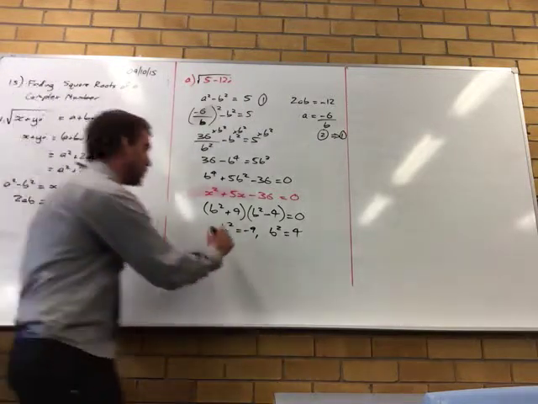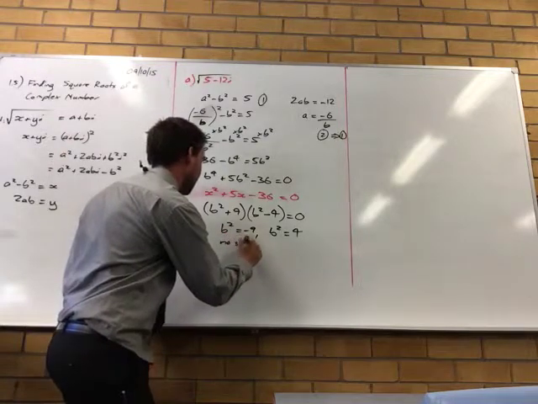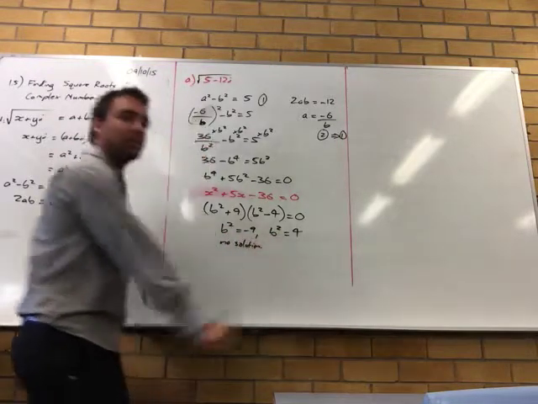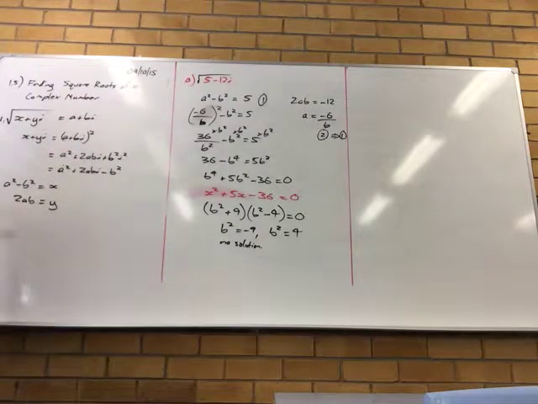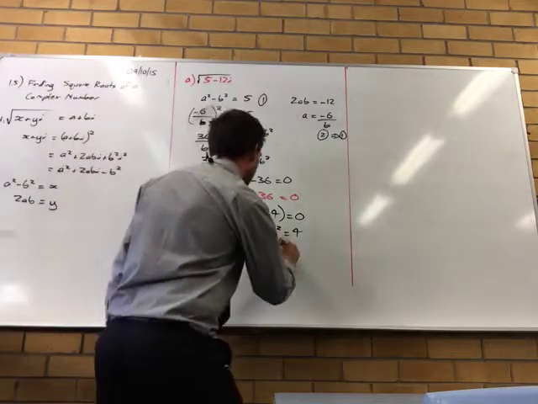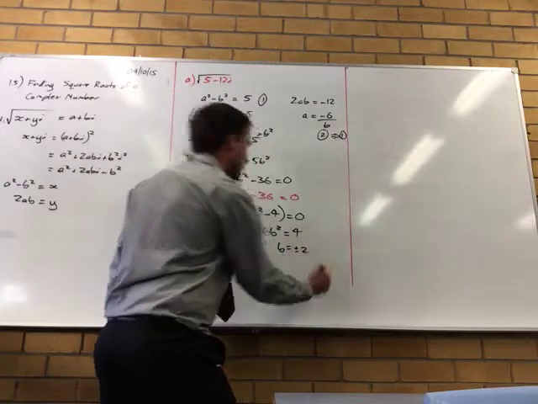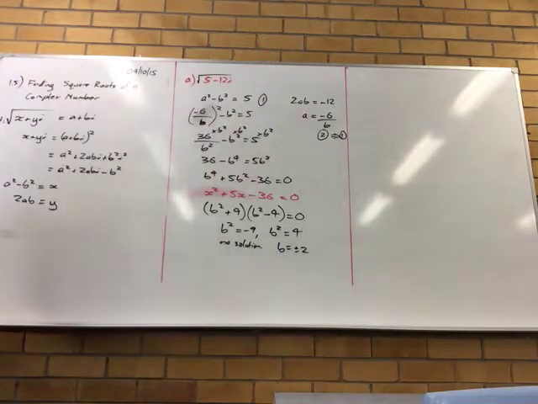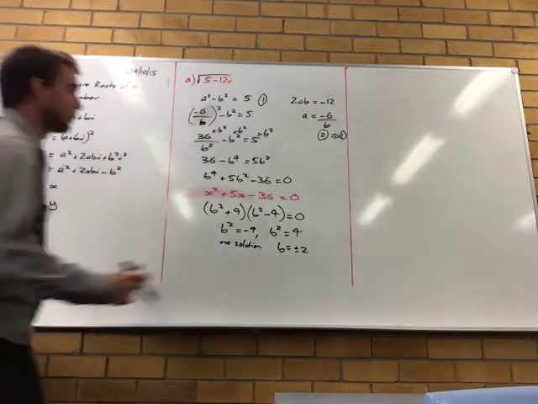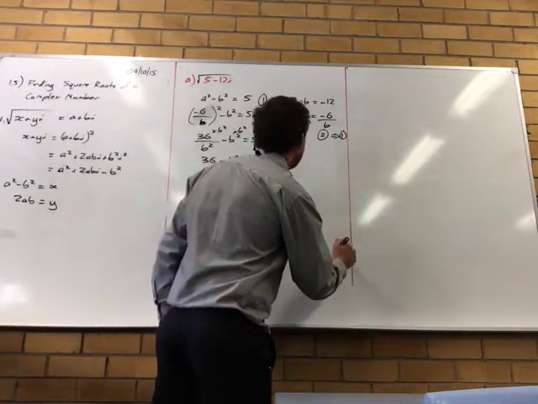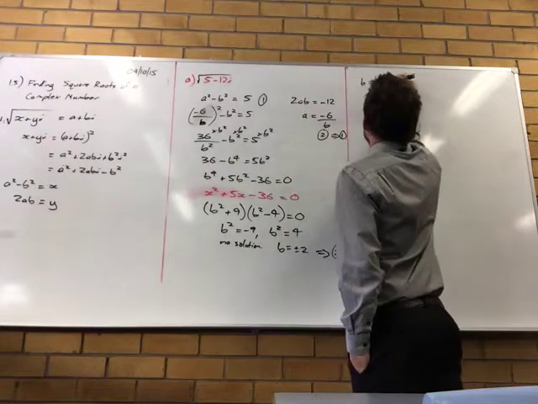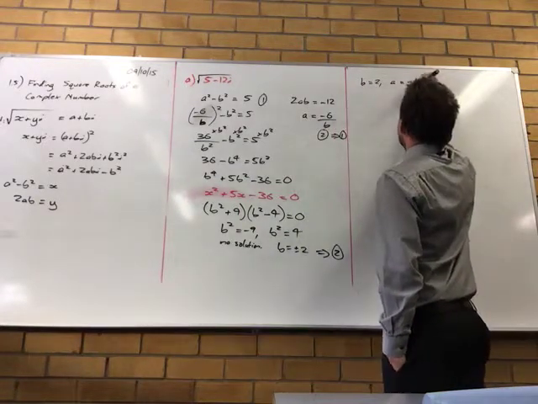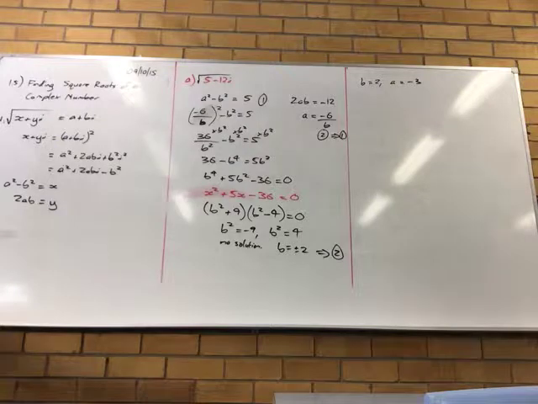Okay, so for this one, there is no solution because it doesn't match what we're trying to do up here. And of course, for this one, b is plus or minus 2. Okay, into number 2. So when b is 2, a is equal to negative 3.